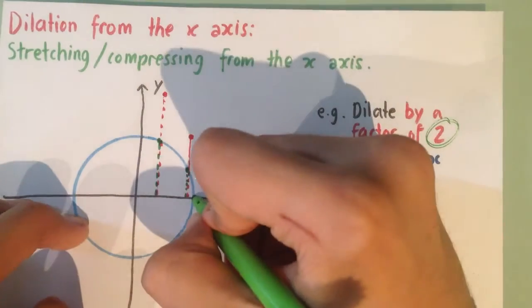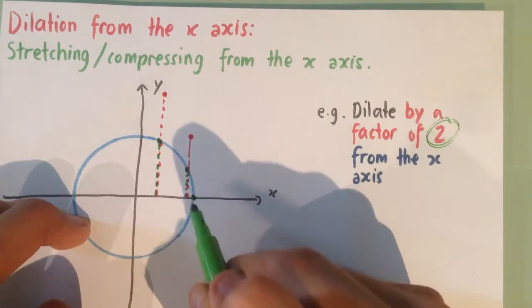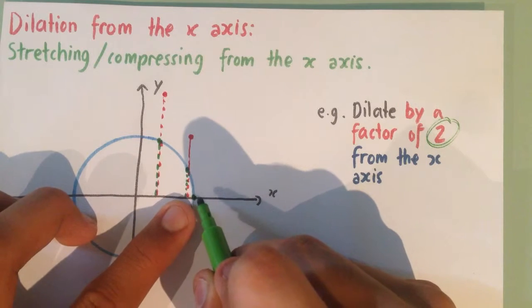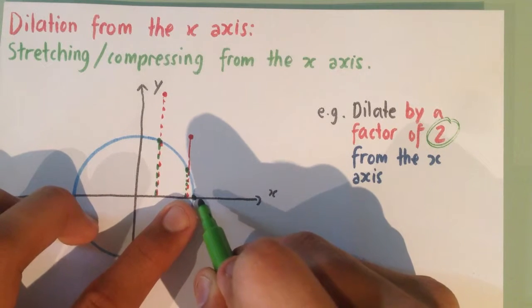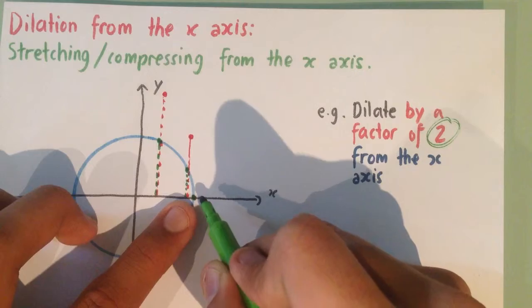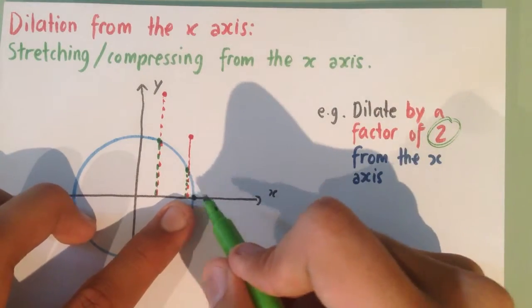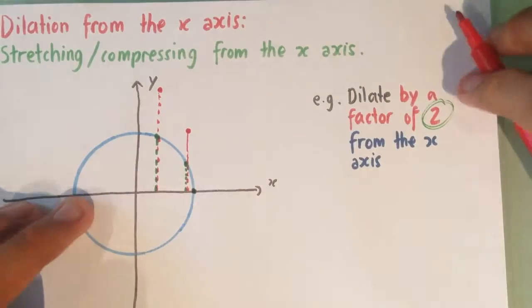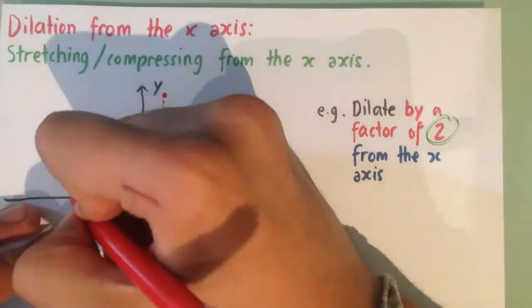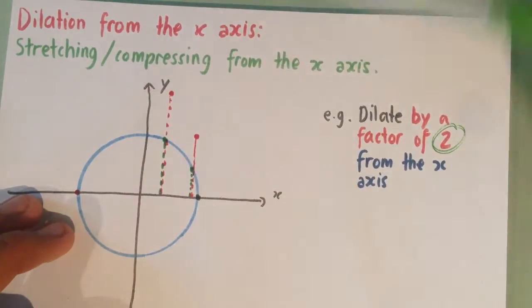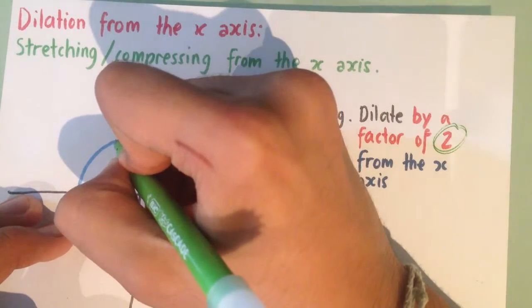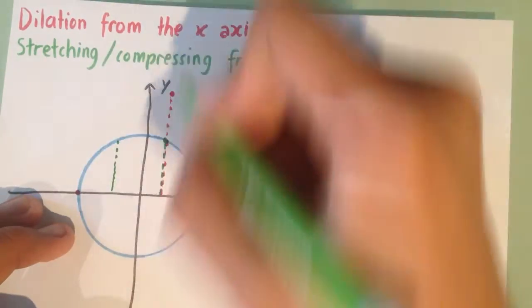Let's think about this point. So this point is right on the x-axis. So the distance between this point and the x-axis is just 0. So 0 times 2 is 0. So this point is not going to go anywhere. It's going to stay here. Same with this point here. Okay? Let's do 2 more, and then we'll sketch the whole curve.